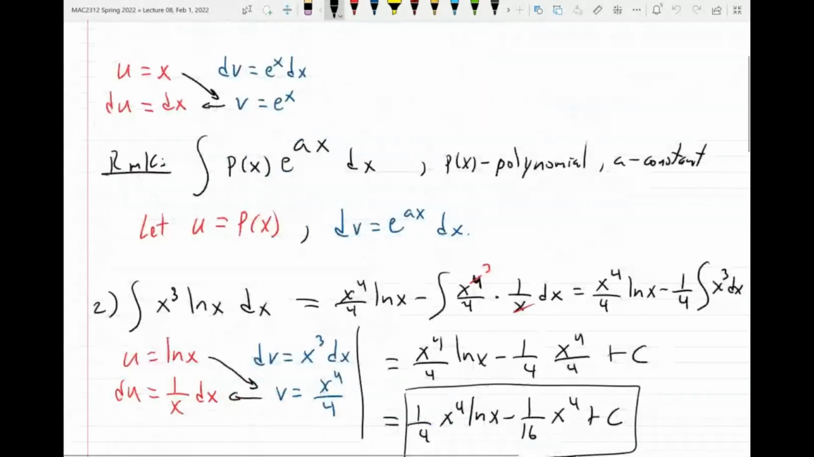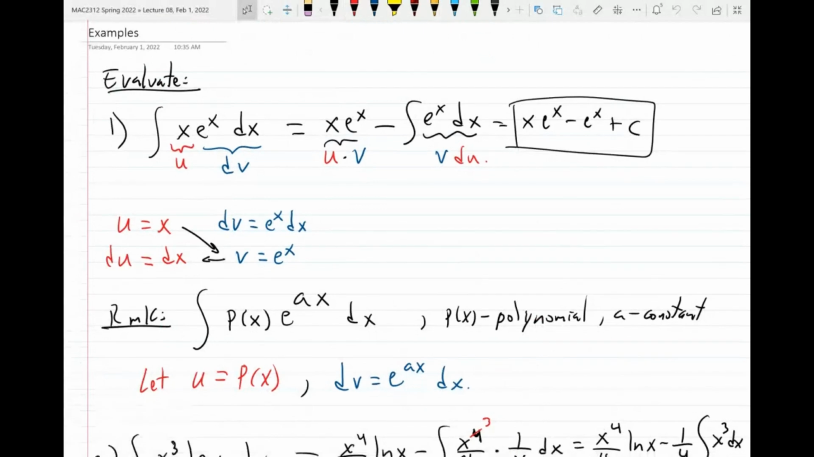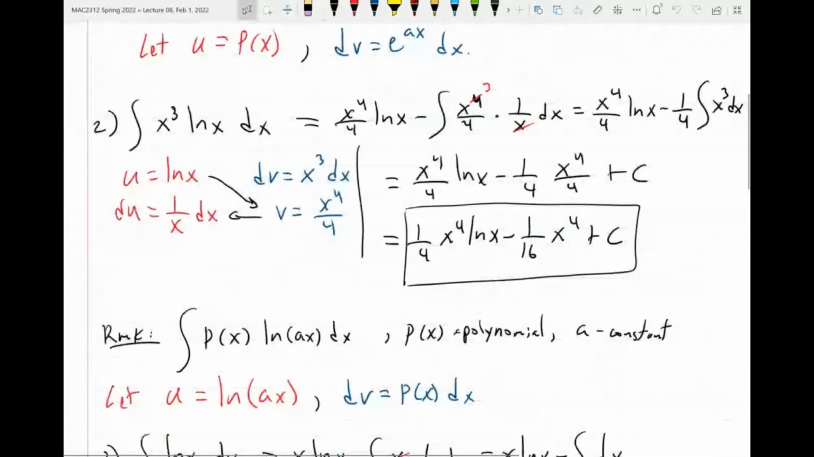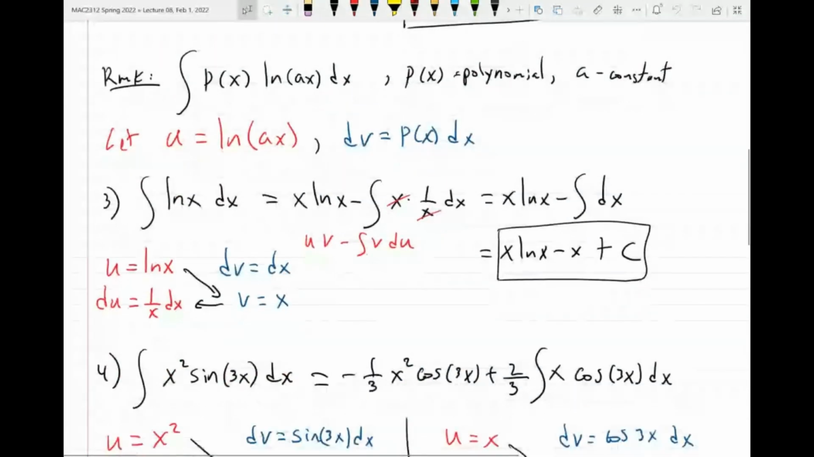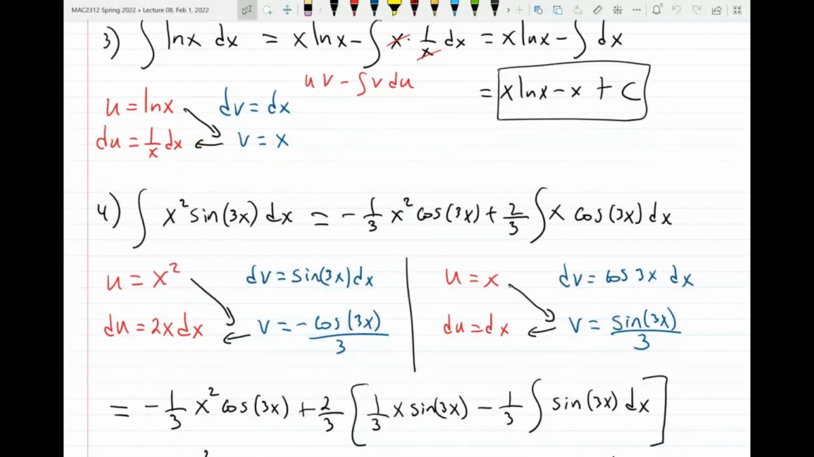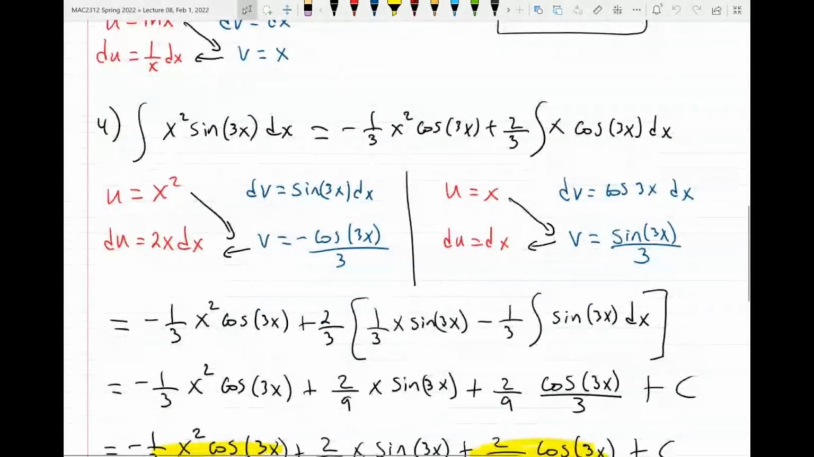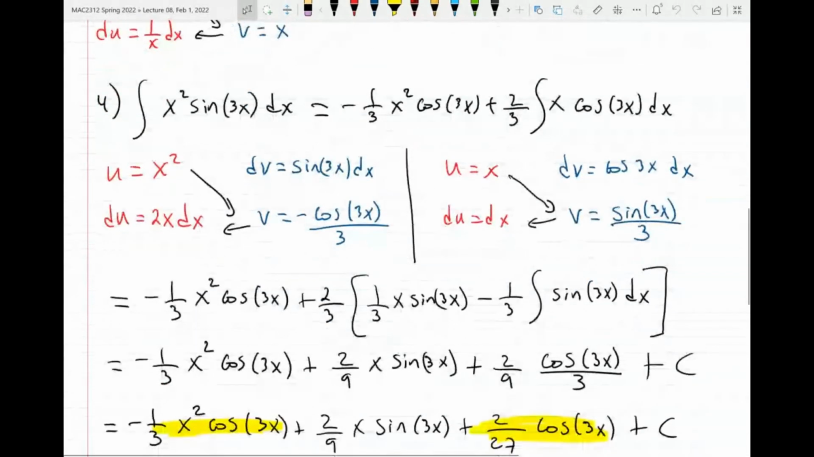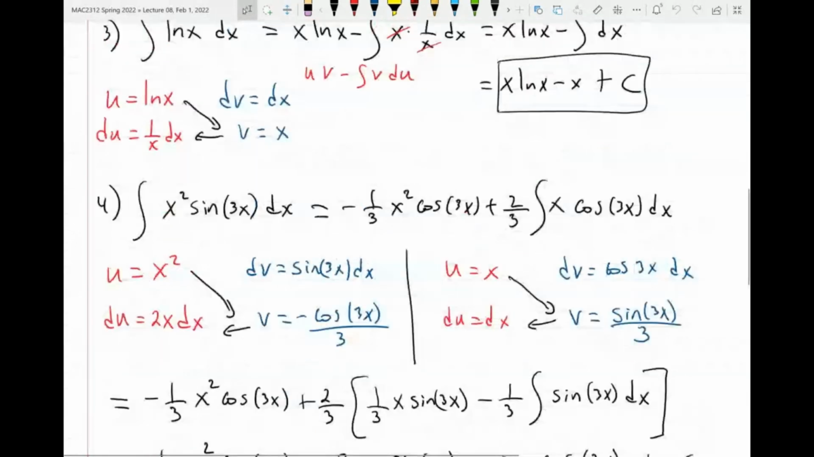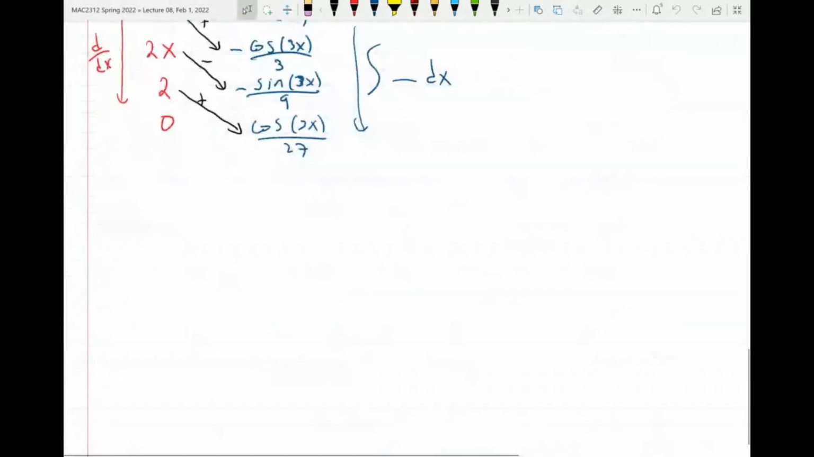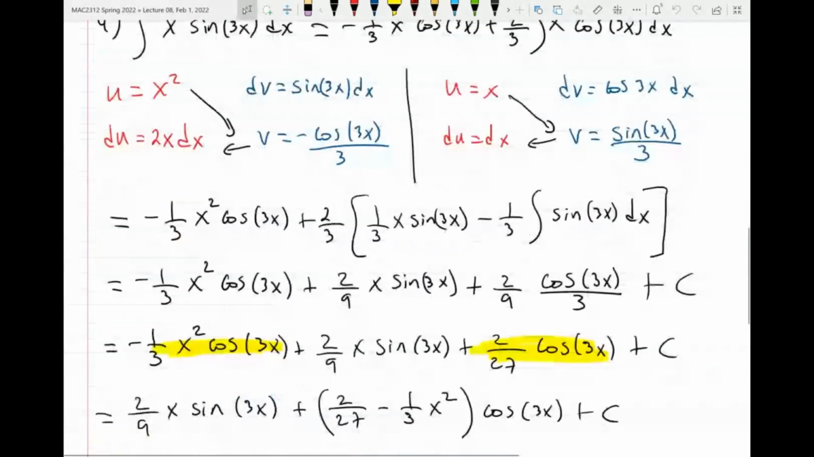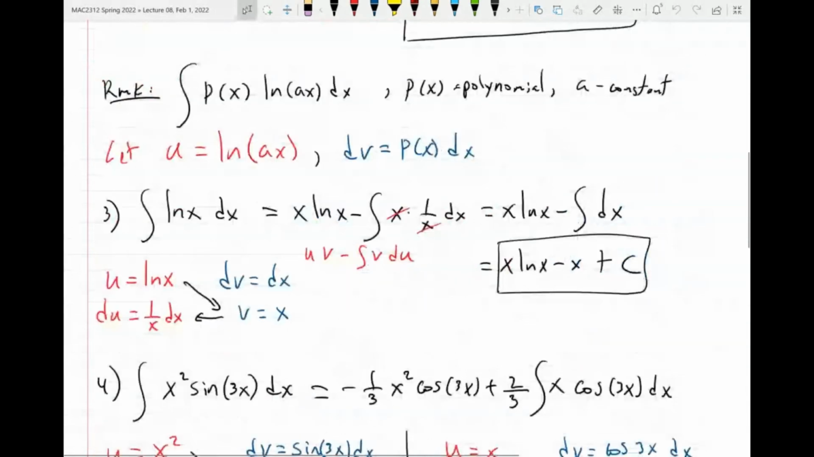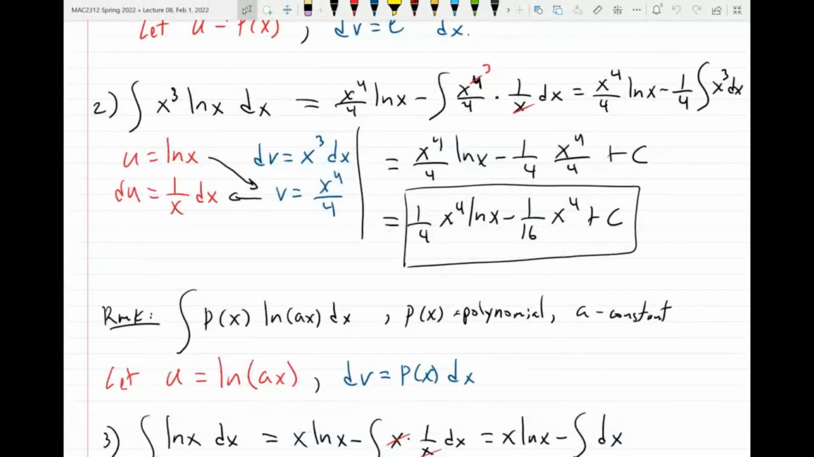Okay, so last time we talked about this type of integrals. Let me show you specifically where we are. For example, we did this one, number 4, x squared times sine of 3x. I think I said it out loud, but I didn't write it down. Well, let me show you here.